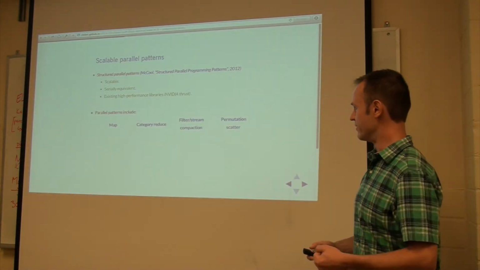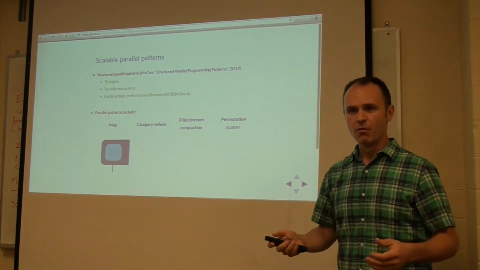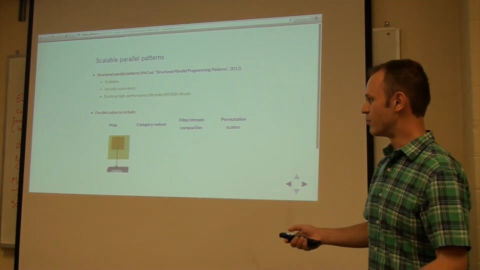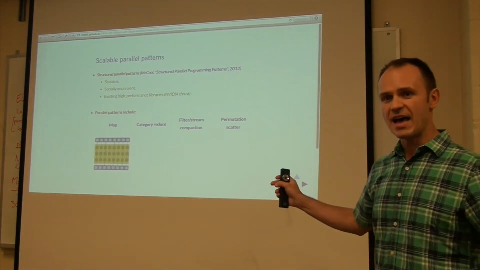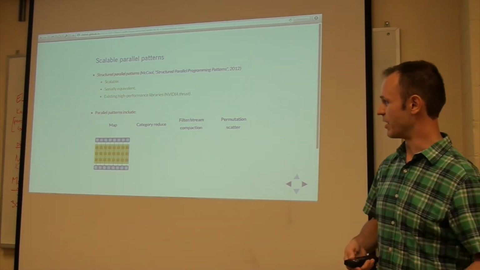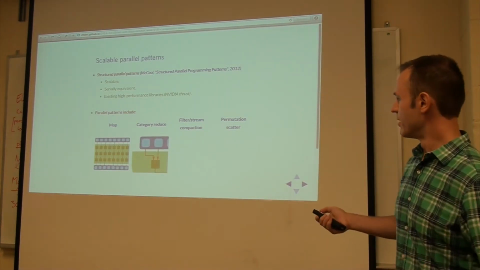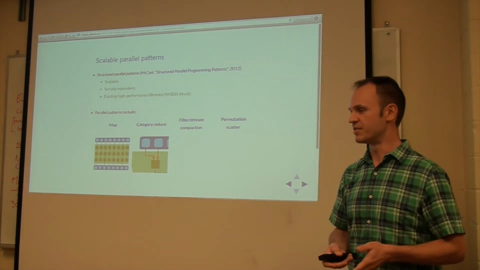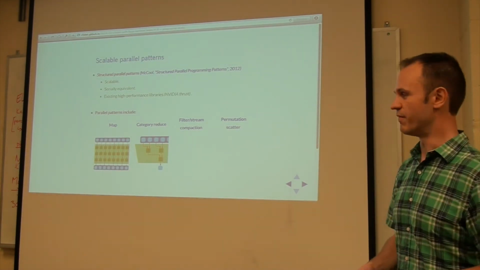So what are some of these patterns? I expect some of these will look familiar to you at least. We have map, where you take a single input and apply one or more operations to it to produce an output. So it's a one-to-one mapping, and you apply some transformation over an entire input list to produce a corresponding output list. Then we have reduction, which uses a binary operator to take pairs of inputs and reduce them down to a single input. And then we apply that recursively until we produce a single output value.